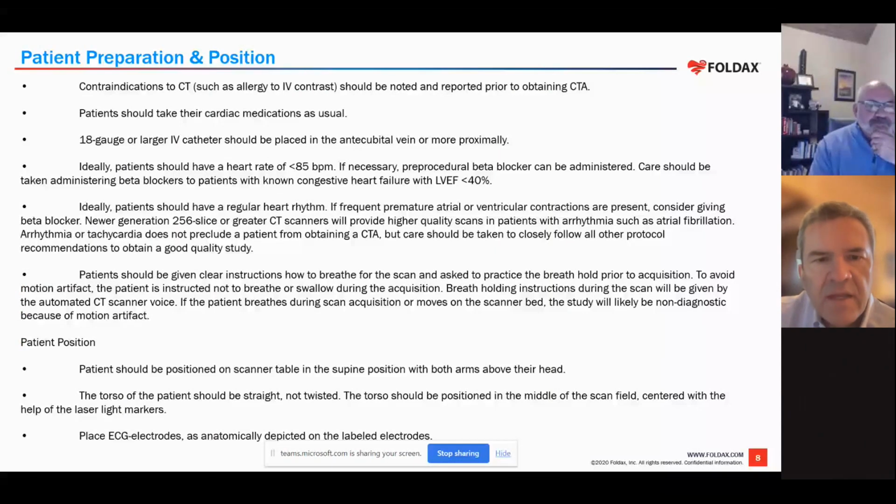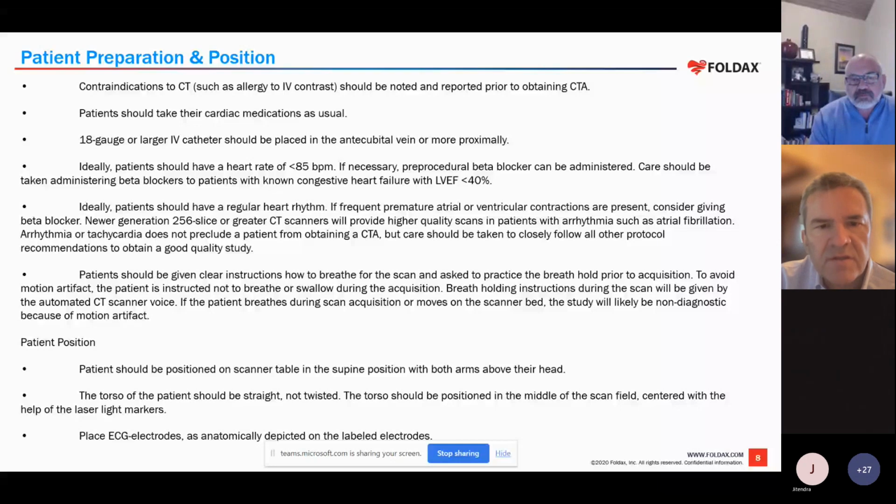And so in obtaining the study, of course, take note of any contraindications to CT, such as allergy to IV contrast, and that should be noted and reported prior to obtaining the CTA, and could factor into decisions regarding the patient. The patient should be able to take their cardiac medications. For the CT scan, they will need an 18-gauge IV or larger in the antecubital fossa or more proximally, just so the IV can handle the flow rates and volume of contrast that will be injected.